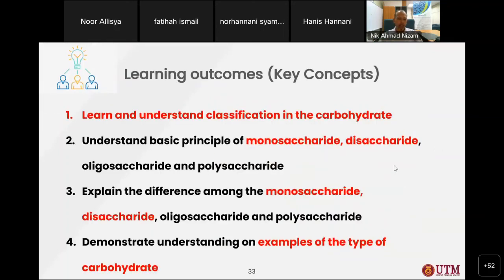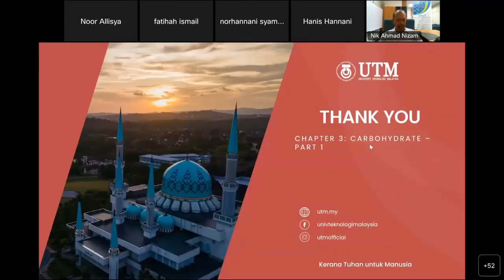So now you have learned objective number one: to learn and understand the classification of carbohydrates. Today you learned about monosaccharides, disaccharides, oligosaccharides, and polysaccharides. You know about the classification of carbohydrates, and you understand the basic principles of monosaccharides and disaccharides. Hopefully you can explain the difference between monosaccharides and disaccharides, and demonstrate understanding with examples of the types of carbohydrate. So I think with that, thank you very much.